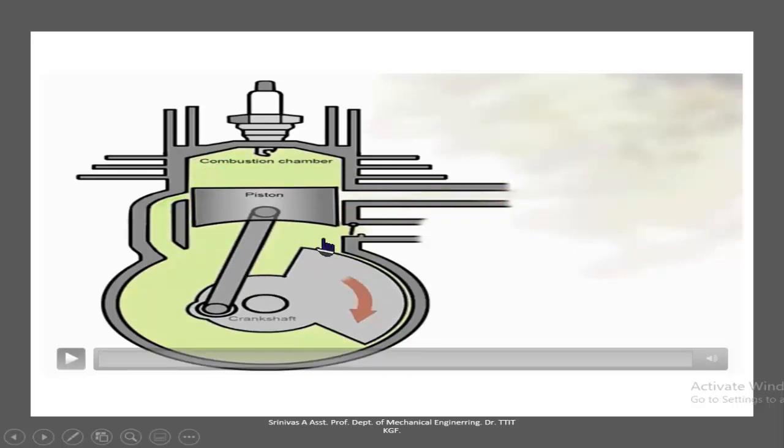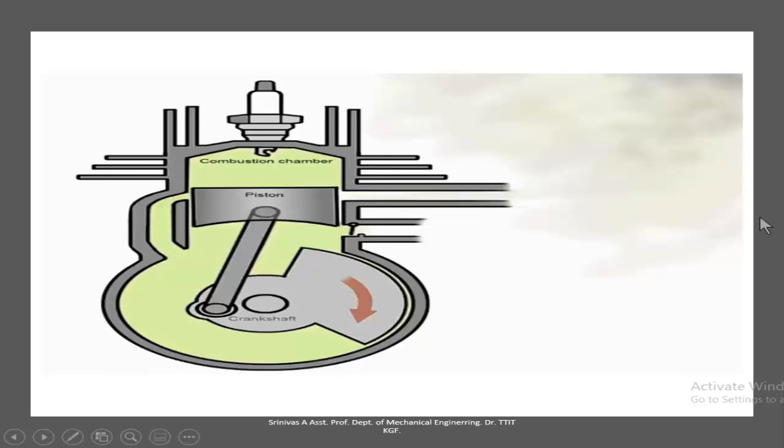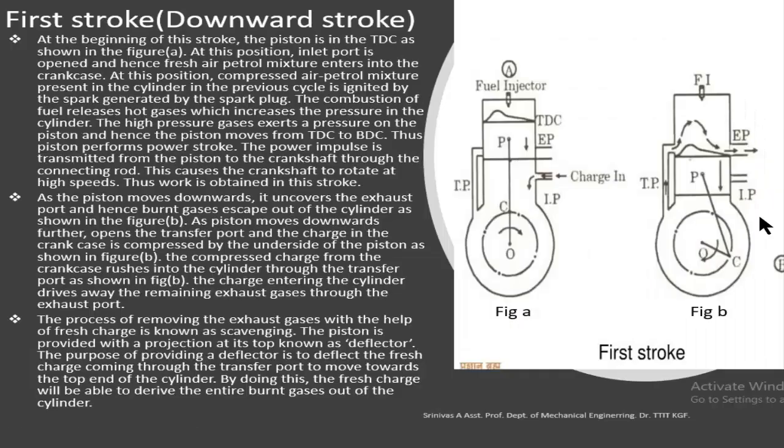In the first stroke, compression as well as the inlet, meaning intake, take place and the air-fuel mixture enters. In the second stroke, the expansion or power stroke as well as the exhaust stroke take place. Like this, in one movement of the piston we get two operations. This is the working of a two-stroke petrol engine. And next we have the explanation, and here itself we can see the explanation.